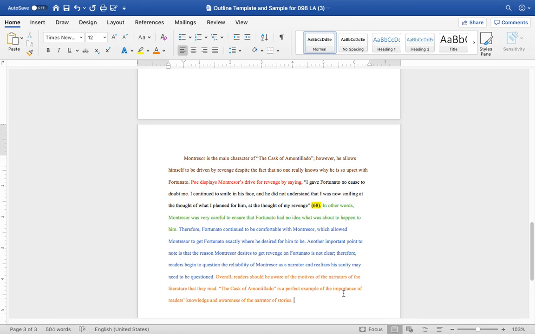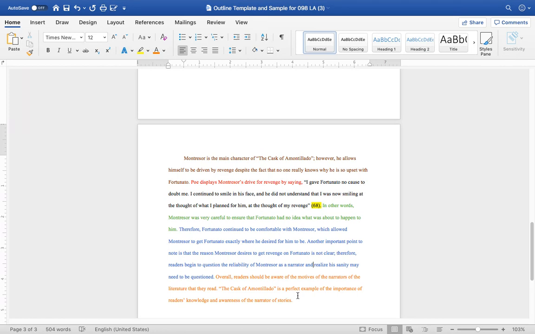Another important point to note is that the reason Montresor desires to get revenge on Fortunato is not clear. Therefore, readers should begin to question the reliability of Montresor as the narrator and realize his sanity may need to be questioned. Overall, readers should be aware of the motives of the narrators of the literature that they read. The Cask of Amontillado is a perfect example of the importance of readers' knowledge and awareness of the narrator of stories. Okay, so as I read through that, I notice a few things I need to correct.